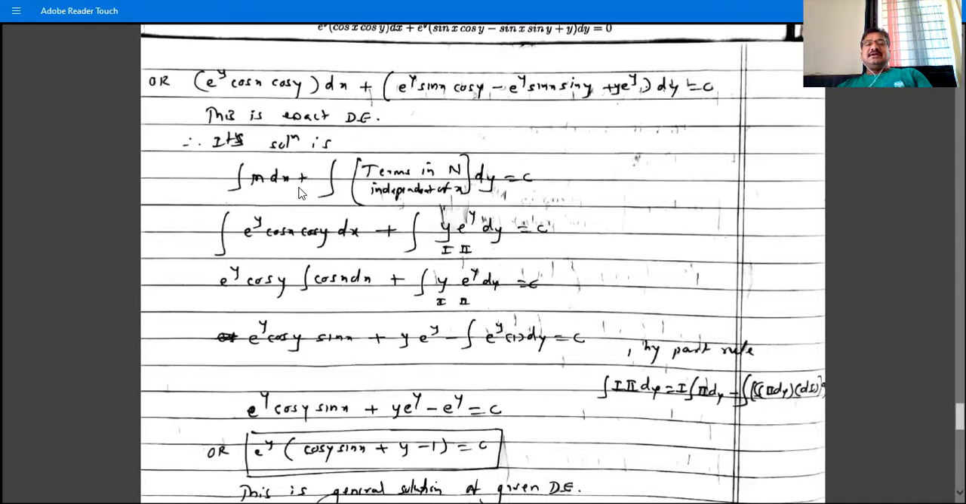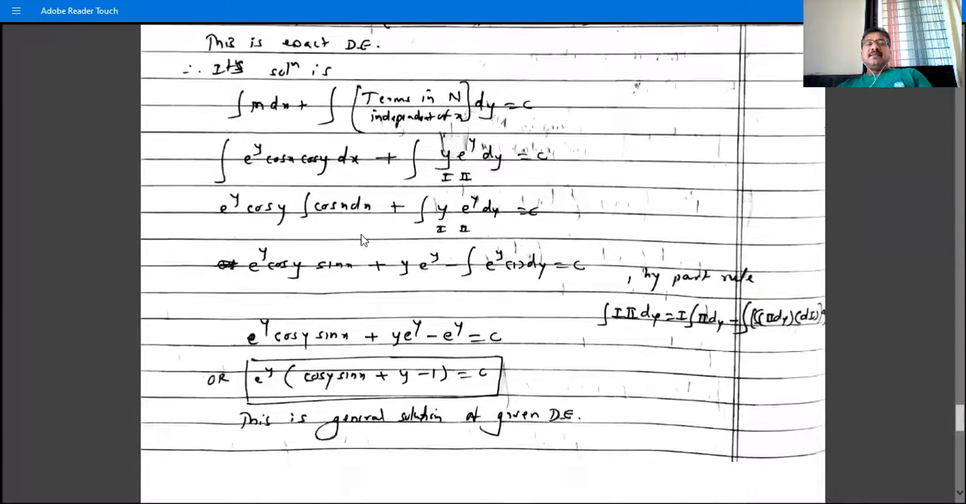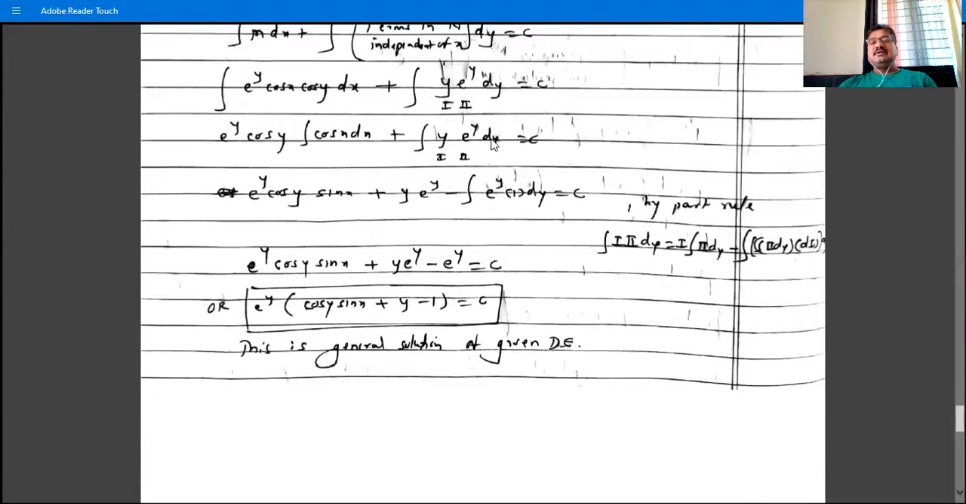So its solution is integration of M dx plus integration of terms in N independent of x dy is equal to constant. So write M, and write the terms in N independent of x, which is this, y e raised to y. And then here e raised to y cos y is constant, and we find the integration of cos x because integration is with respect to x, dx, meaning e raised to y cos y is a constant. So take it outside the integration; for those two terms, we have the integration of cos x dx plus here we have to use the by parts rule, y into e raised to y dy.